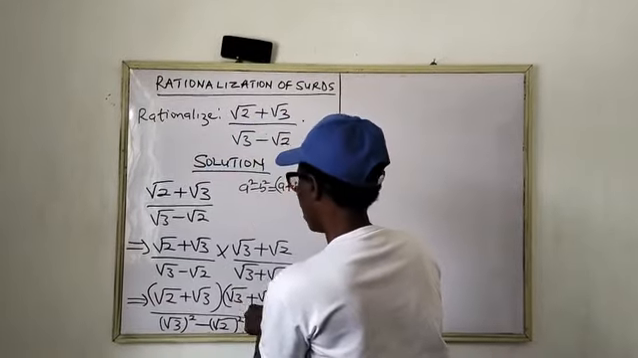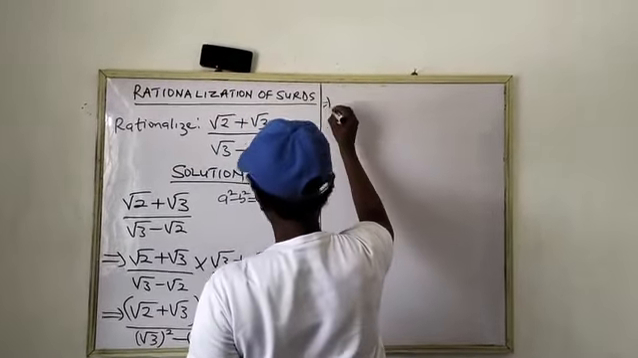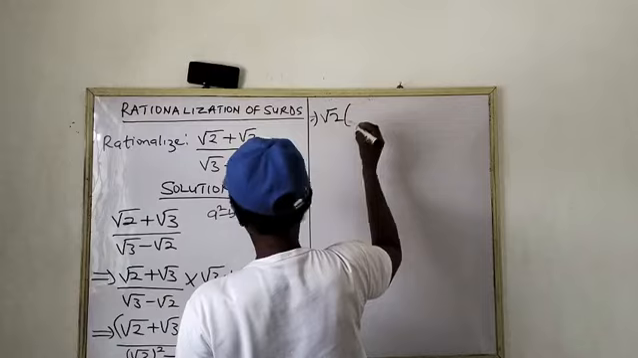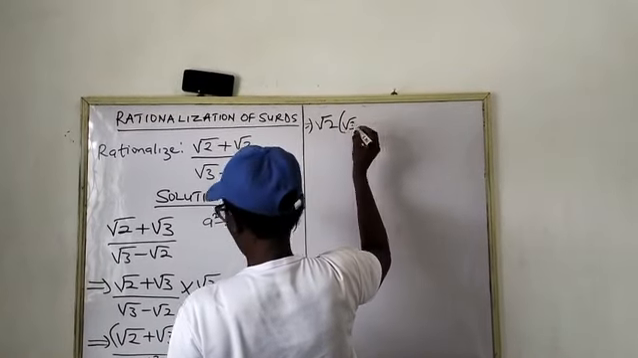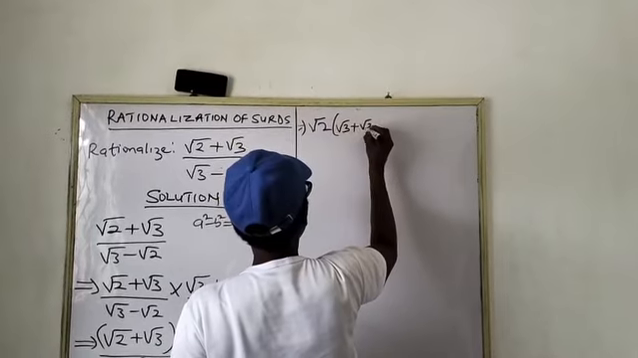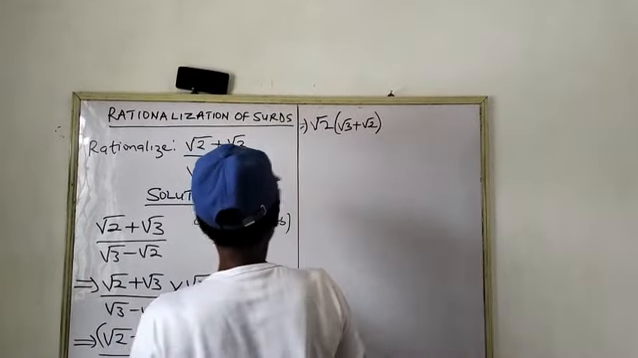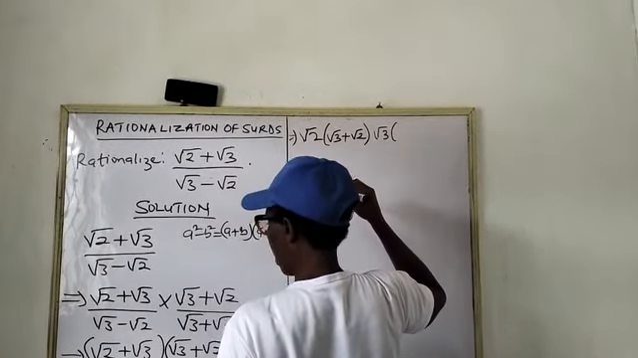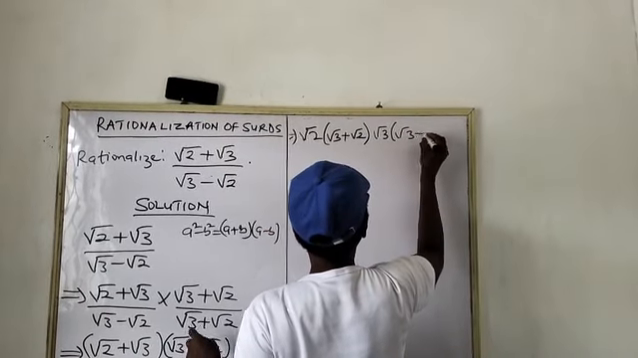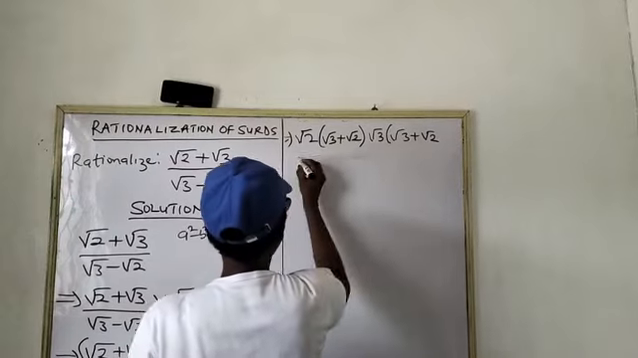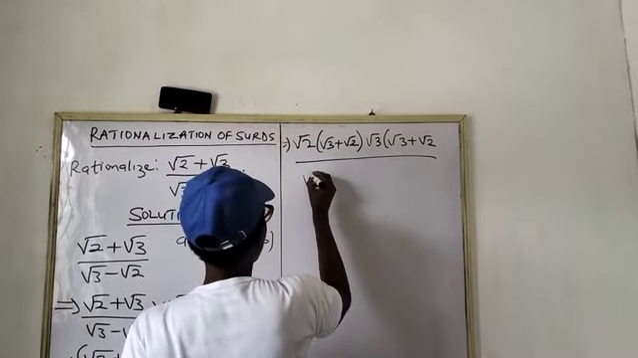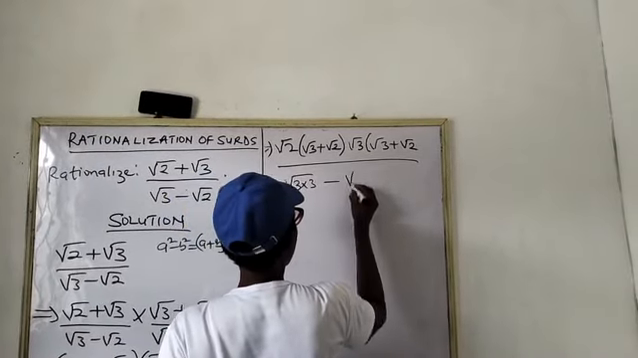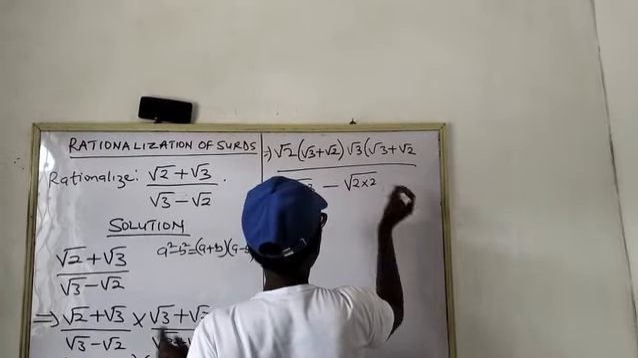Now, let's multiply this out. You take this one and use it to multiply this one; you take this one and use it to multiply this one. So we write root 2, bring out root 3 plus root 2, because we are going to multiply with it. Then we take root 3 to multiply root 3 plus root 2 too. The denominator, root 3 raised to power 2, is root 3 times root 3, minus root 2 raised to power 2, which is root 2 times root 2.